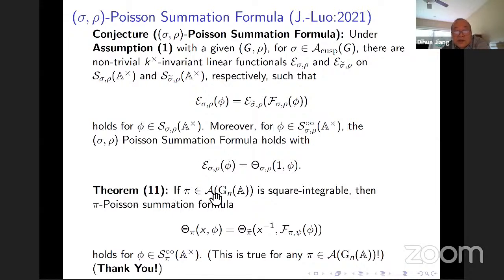And then in this formulation we can also prove that if pi is not cuspidal, we write down the complete proof now for the square integrable case. So if square integrable, then the Poisson summation holds for this function, okay? But the point is, if not cuspidal, we have to take the function in this zero space. And we expect this is true for any automorphic representation. Yeah, if pi is any automorphic representation, this is true. Okay, thank you.